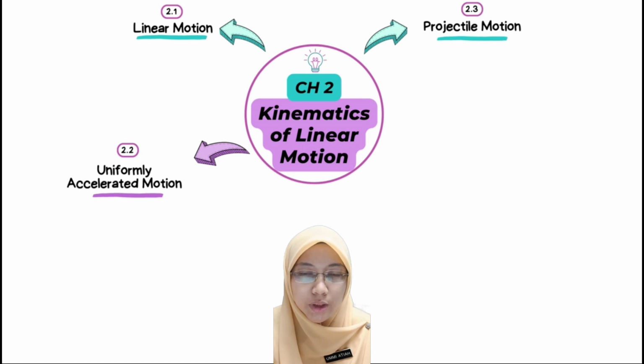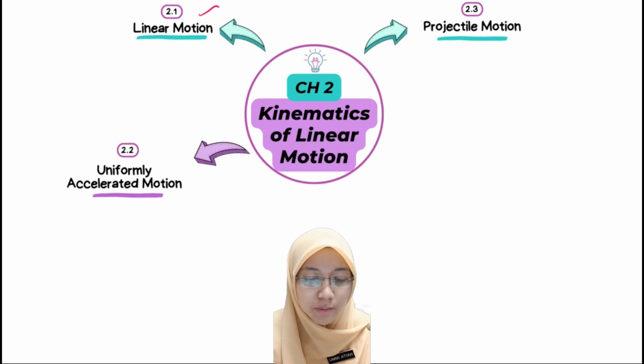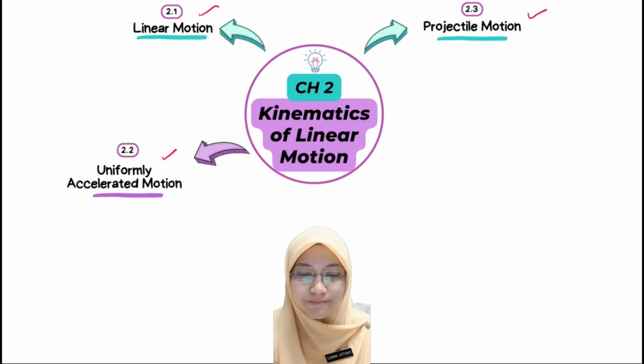Now we are doing a chapter summary for chapter 2, that is kinematics of linear motion. For chapter 2, basically we have 3 subtopics: 2.1 linear motion, 2.2 uniformly accelerated motion, and the last one is projectile motion. We just go through the basic things that we have to know for the chapter. That's why we call it a chapter summary.